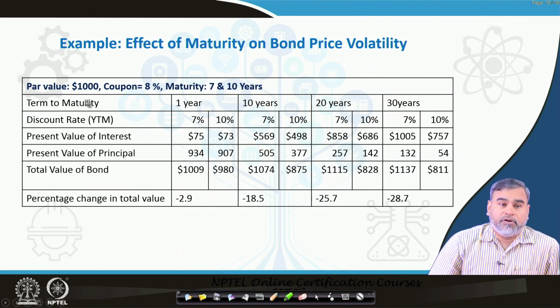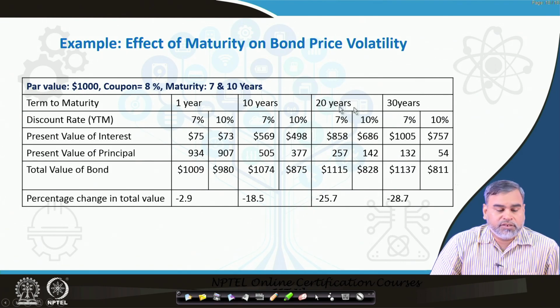Let the par value of the bond be 1000, the coupon 8%, and the maturity for one bond 7 years, for another 10 years. If you consider a 1 year bond, 10 year bond, 20 year bond and 30 year bond, you will find that when the interest rate changes from 7% to 10%, for a 1 year maturity bond the value has declined by 2.9%.